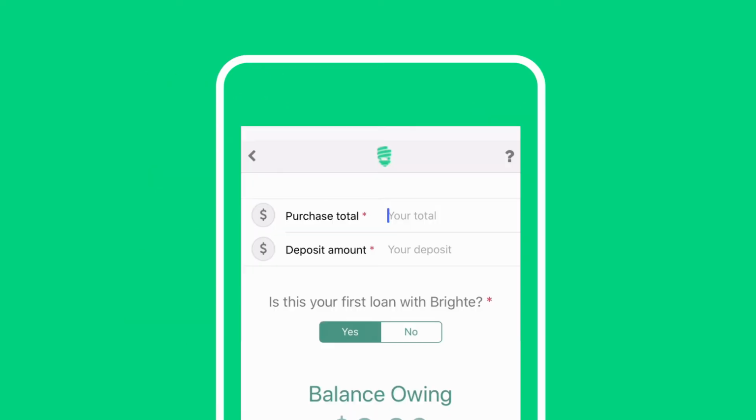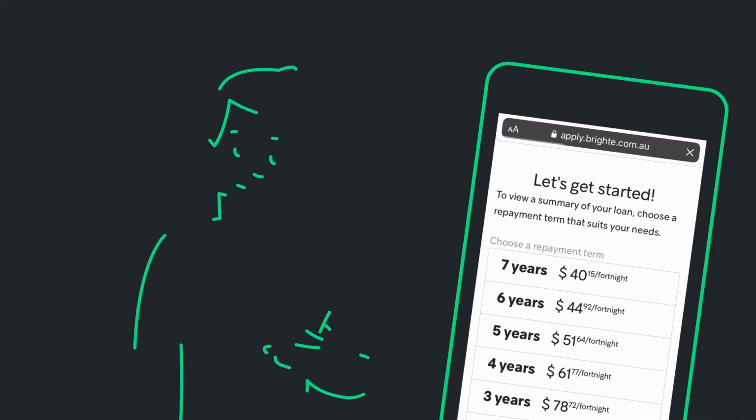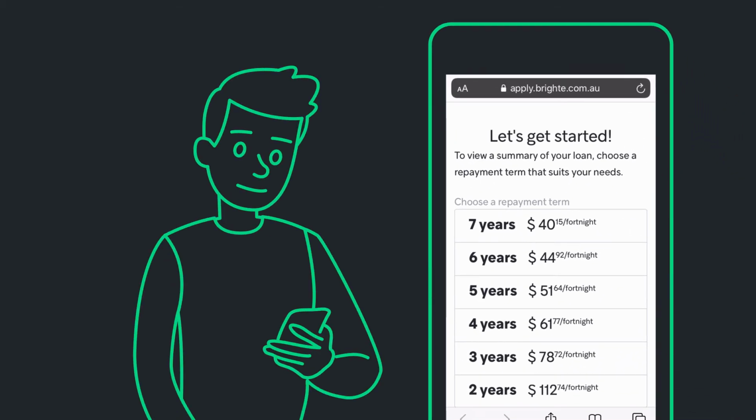After selecting Agree and Continue, enter in your customer's purchase total, deposit amount, product category, and a few personal details. Please note, when entering in total purchase and deposit amounts, repayment figures are not calculated. Your customer will choose their own term and matching repayment amount.